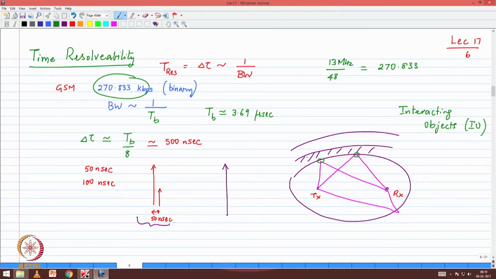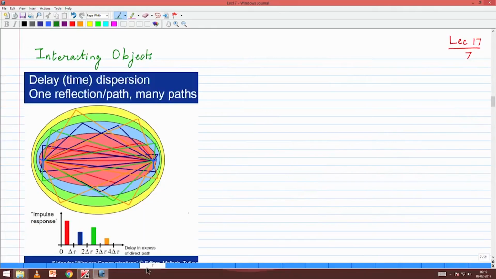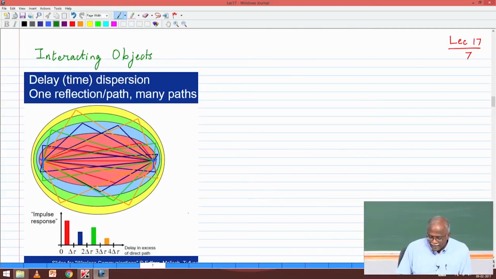Now let us look at what the channel looks like for a system where there is time resolvability uncertainty. So here it is. You can think of it as several ellipses.